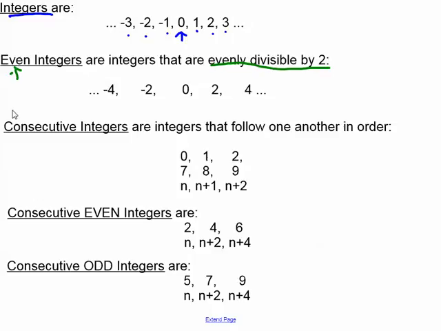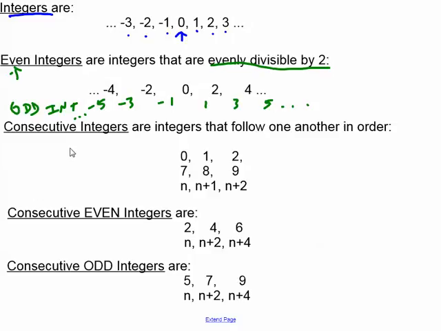I suppose we could talk about odd integers also, just so we can have an idea. Odd integers are the numbers that kind of fall between these guys: -5, -3, -1, 1, 3, 5, dot, dot, dot in both directions. So there's odd integers and even integers as well.